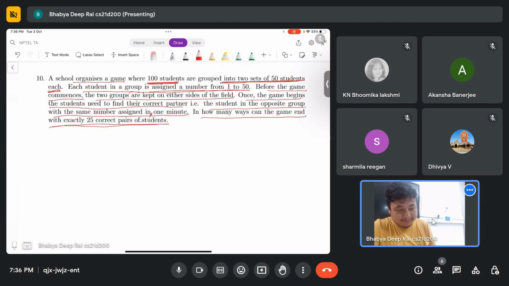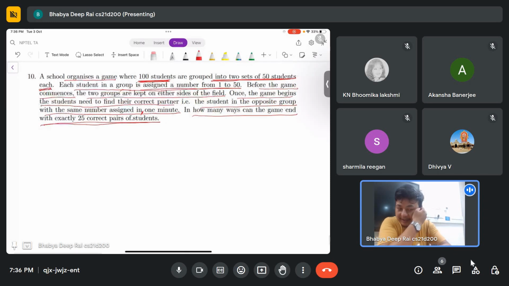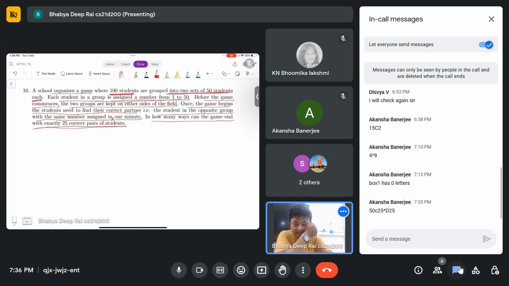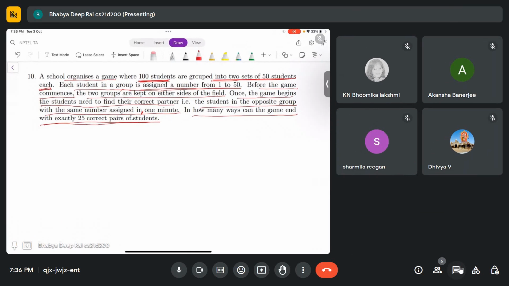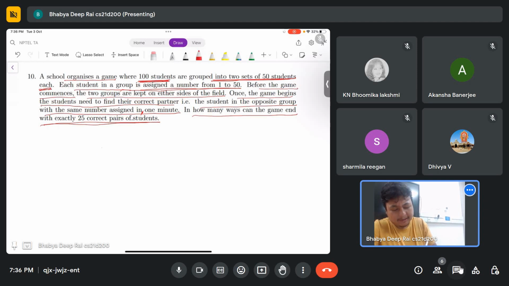Is the rest also fine? Yeah, Akanksha's answer is correct. It is 50C25 times D25. Why?